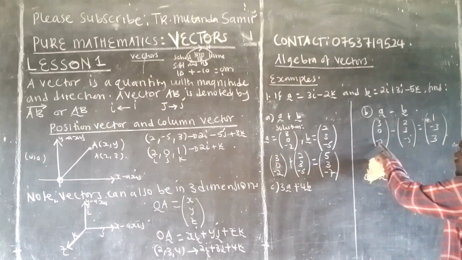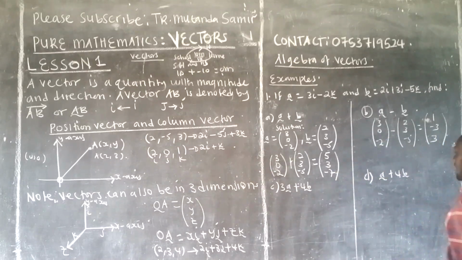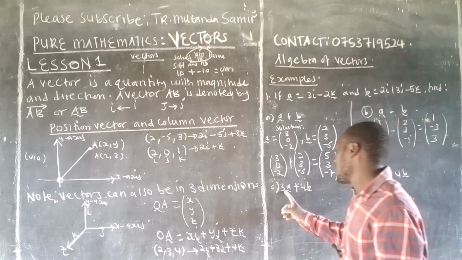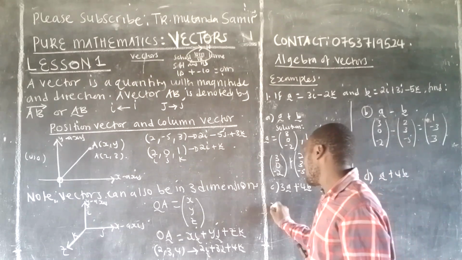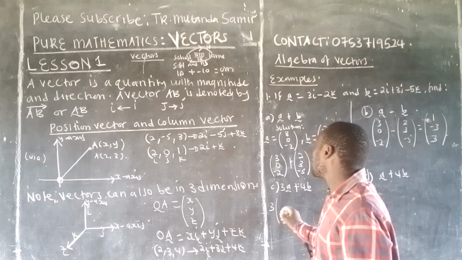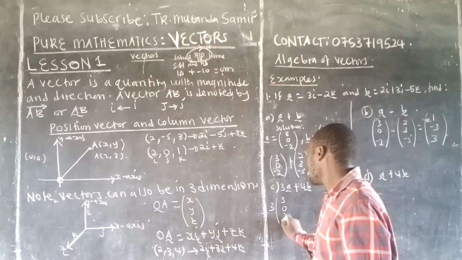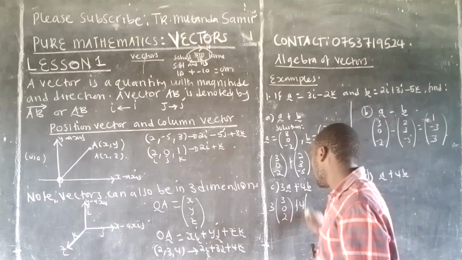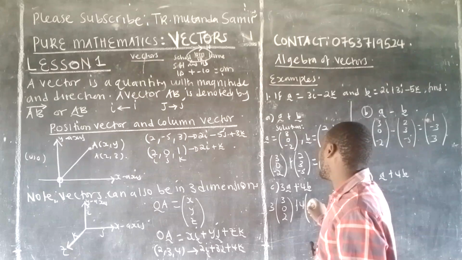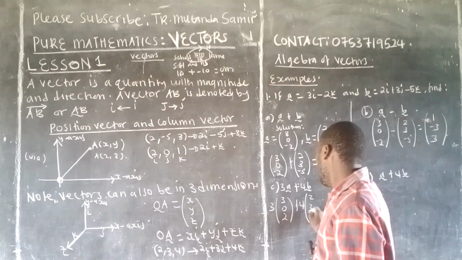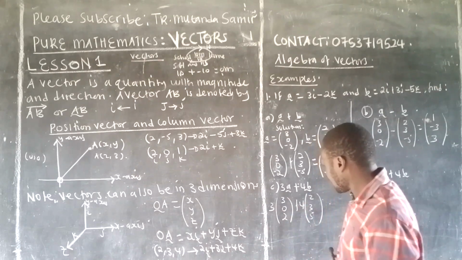Please use a calculator. Negative 2 minus negative 5 will give you 3. Okay, done with that. Let's now come to this. We have 3a plus 4b. So 3a means 3 times the a, which is 3, 0, 2, plus 4 times the b, which is 2, 3, 5.